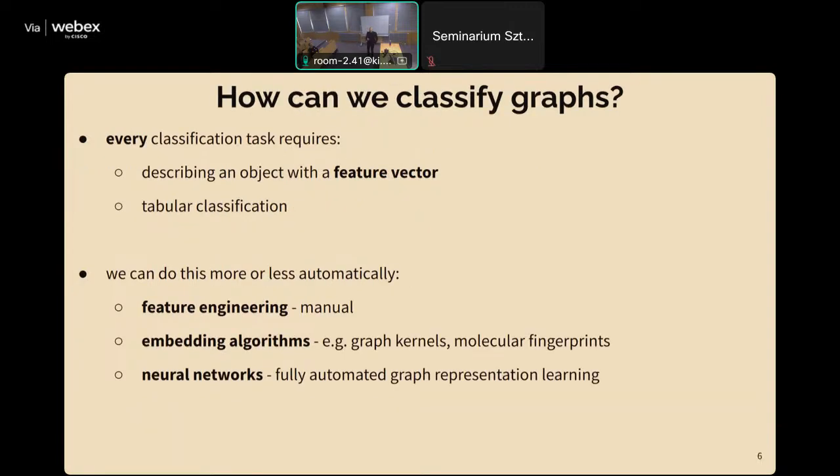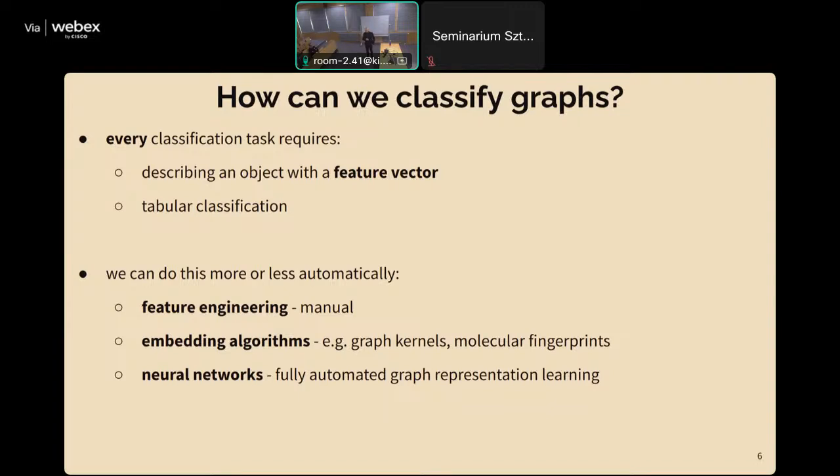So how can we do this? Actually, every classification task, no matter the object, does require two things. Firstly, you need to vectorize your object. So you need to calculate a feature vector from the object, no matter if it's text, image, graph, anything. You first take an object, turn it into a vector, and then you can classify it. This is basically how every algorithm works.